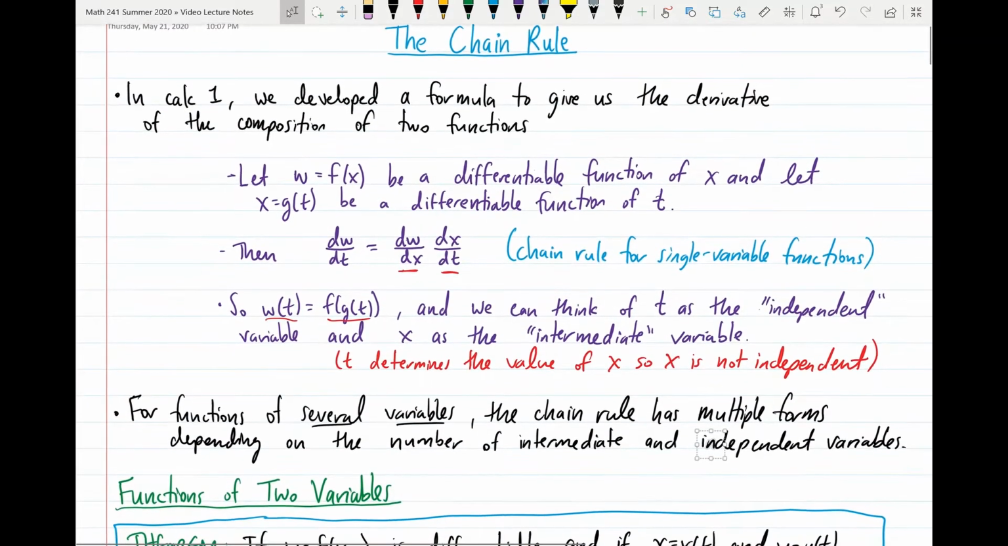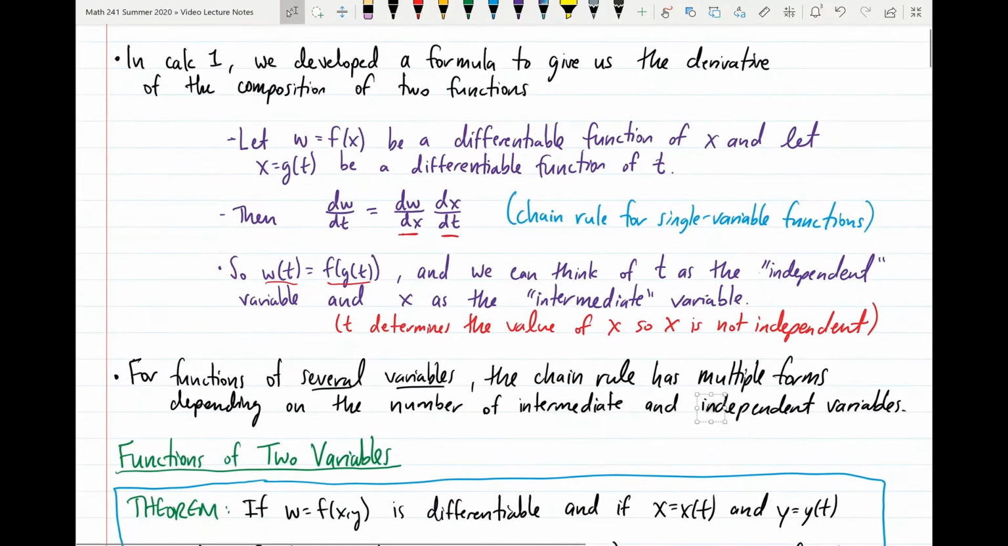Well, if we have a function w equals f of x and that function is differentiable, and we also have that x is a differentiable function in the variable t, so that x is equal to g of t for some g of t, then we can take the derivative of w with respect to the variable t, and we find that that derivative is equal to the derivative of w with respect to x, multiplied by the derivative of x with respect to t. And we call this the chain rule for single variable functions.